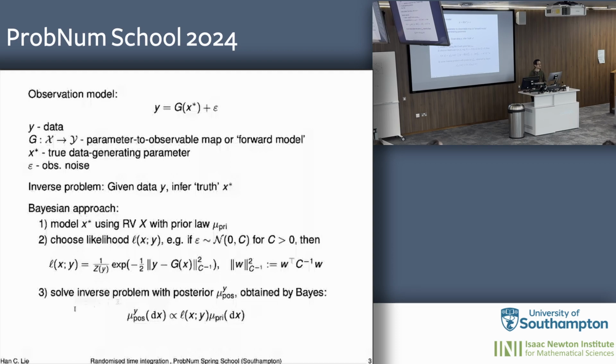We then solve the inverse problem. For the Bayesian, the solution of the inverse problem is not a fixed point, a deterministic estimate of x star given y. It's a probability distribution. It's the posterior, which you obtain by integrating the likelihood against the prior.